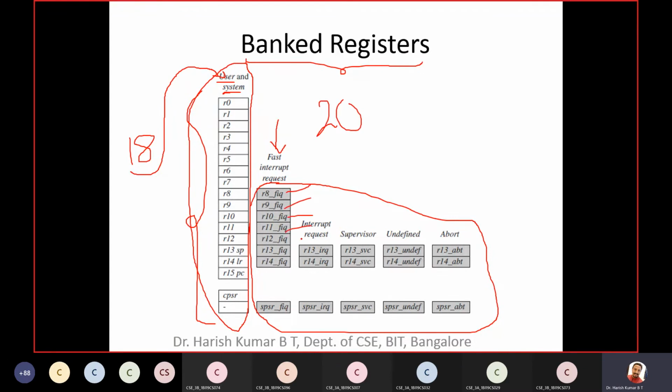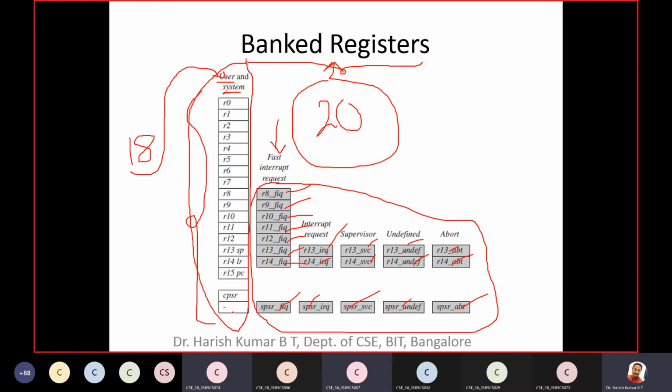1, 2, 3, 4, 5, 6, 7, 8. And these are the registers which are used when it is operating in the slow interrupt request mode. How many are there? 8, 9, 10, 11, 12, 13, 14, 15, 16, 17, 18, 19, 20. So 20 banked registers are there. Why are they called banked registers? Because these registers are not visible to the users, and the user visible registers are these registers. Hope you understood.